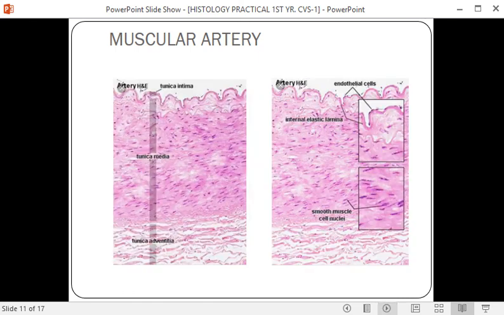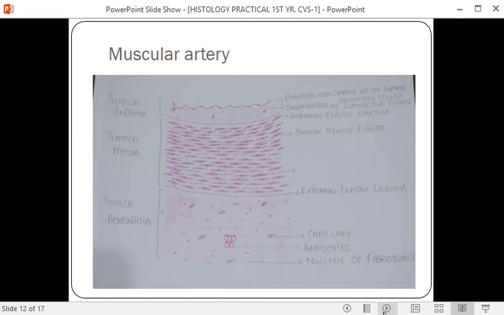Then in the next diagram, we can clearly see tunica intima, subendothelial connective tissue, and internal elastic lamina is also very prominent. Tunica media is made up of many layers of smooth muscle fibers, and then tunica adventitia, which is made up of connective tissue fibers. This is the diagram of a muscular artery.